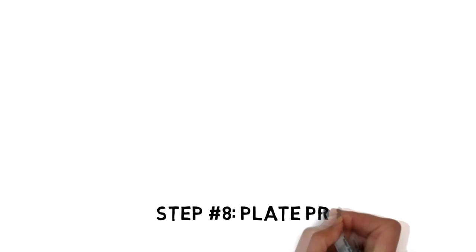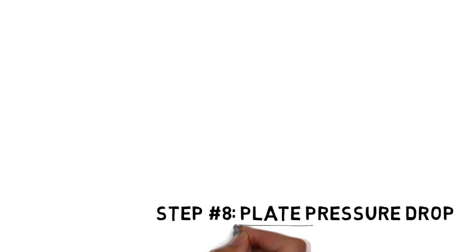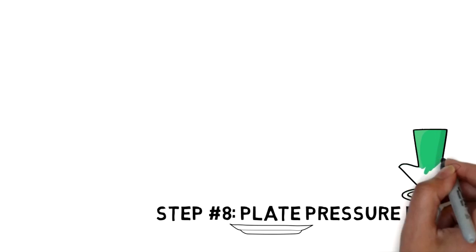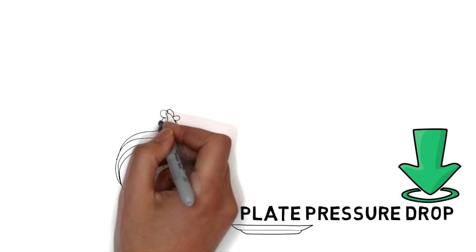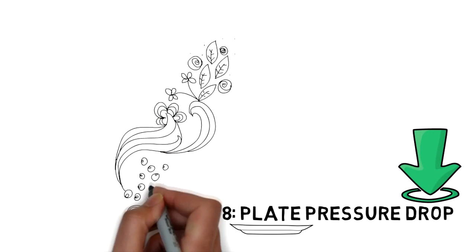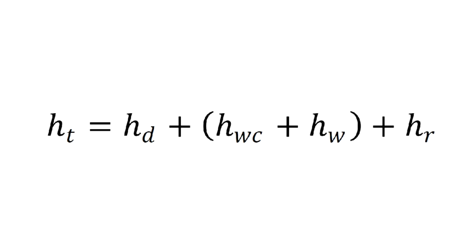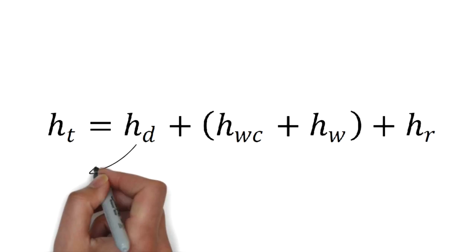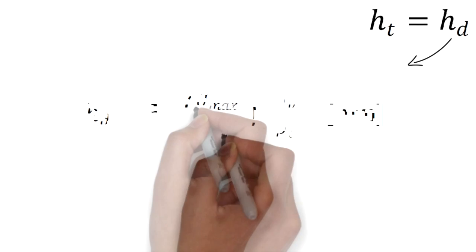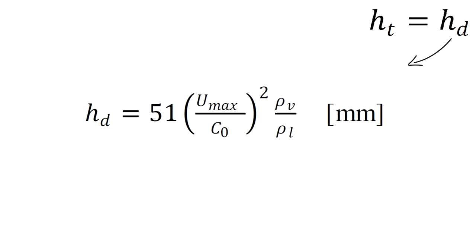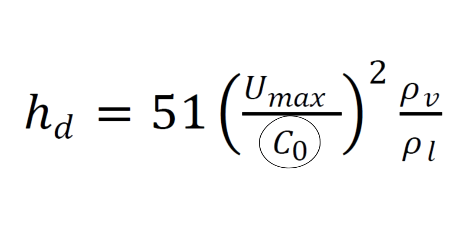Step number 8, checking for the plate pressure drop. At the start, we assume the plate pressure drop is 1.25 kPa per tray. So, in this step, we will determine whether the actual pressure drop is too high. The total pressure drop is represented by this equation. HD, or the maximum dry pressure drop, can be determined using this equation.